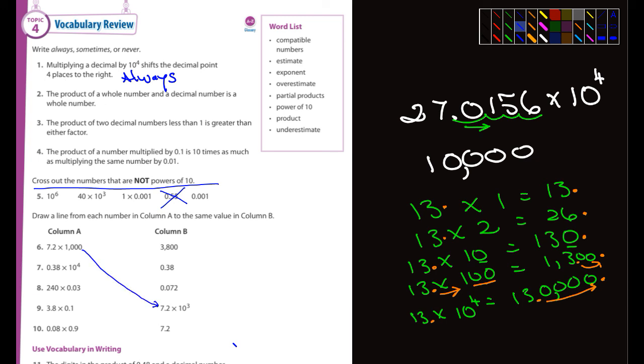7.2. 7.2 times 1,000, yeah. So 3 zeros, power of 3.